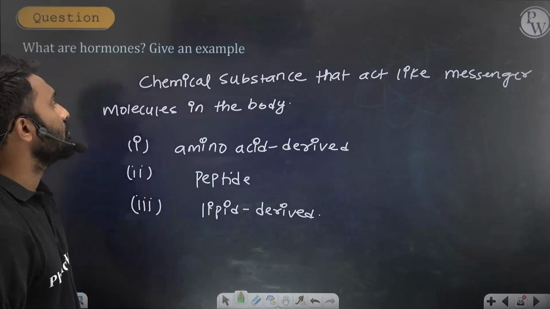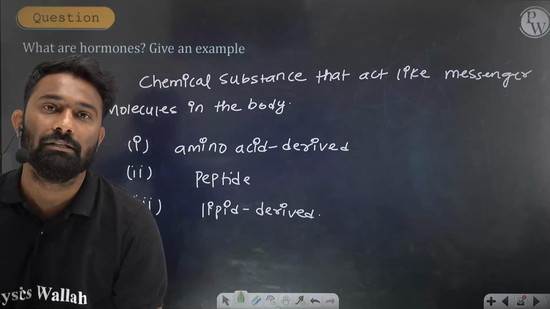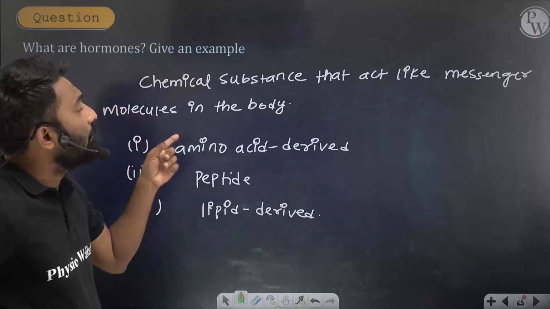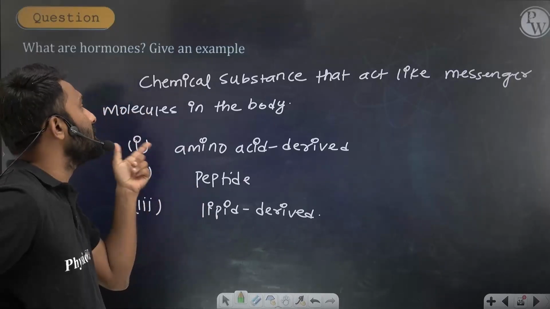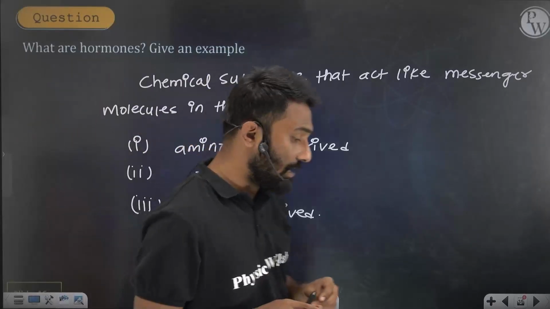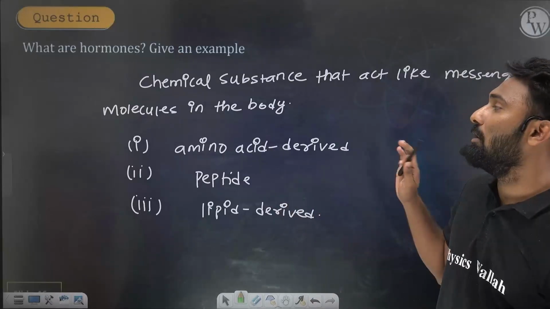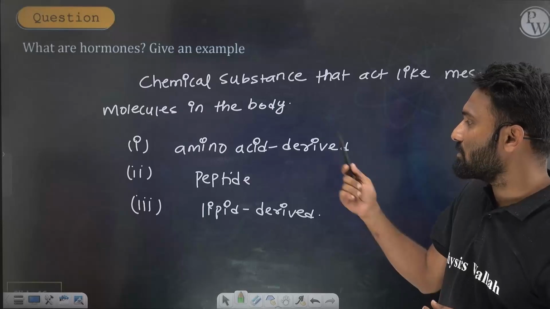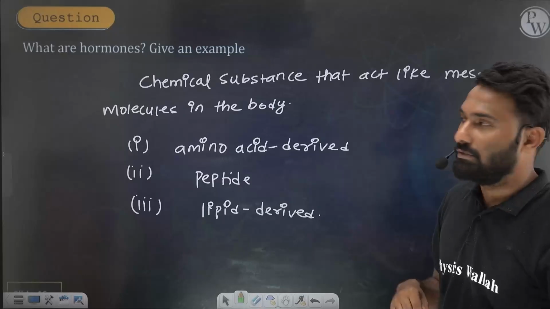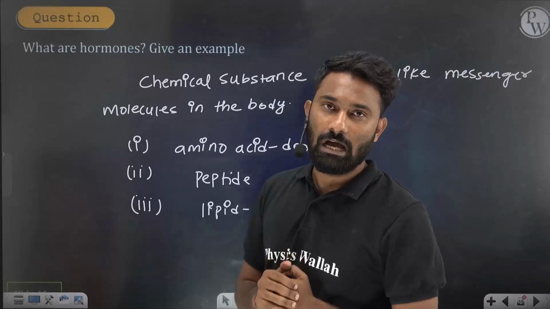What are hormones? Give an example. What are hormones? Give some examples, they ask. Hormones are chemical substances that act like messenger molecules in the body. Now what are hormones? The chemical substance that acts like a messenger molecule in the body is known as hormones. Examples: amino acid derivatives, peptide linkages, lipid derivatives. These are the examples for the hormones. Clear? Next.